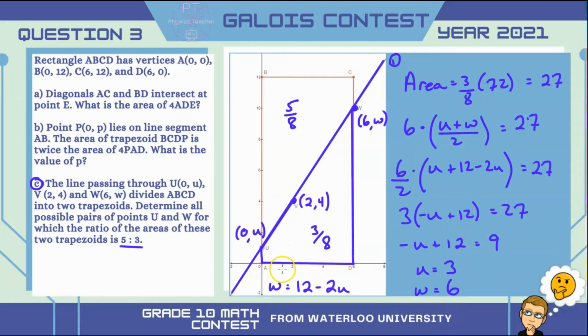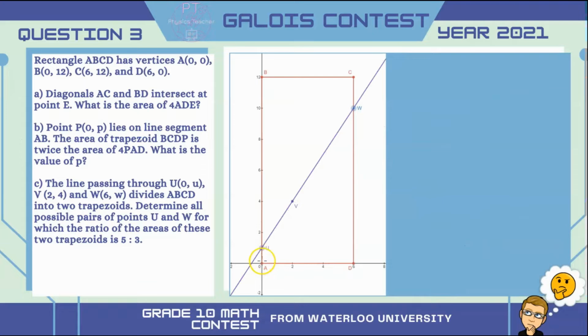Alright, now this isn't the only case or only values for u and w which will satisfy this condition. There's another case where this can happen. And that's if u and w go beyond our rectangle. So if we were to have u somewhere down here, beyond our rectangle, and w somewhere all the way up here, and we connected these lines through v, we still create these two trapezoids. And you can see them here.